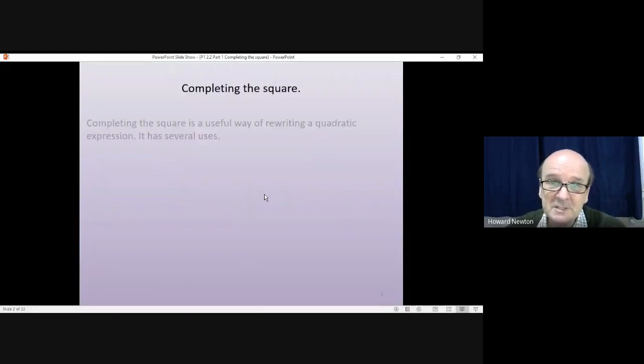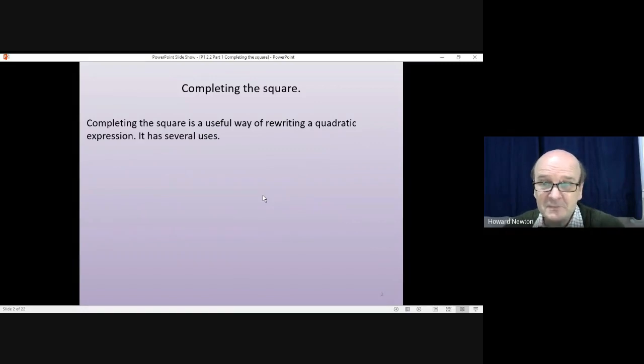We're on Chapter 2, Quadratics, and in this lesson we'll be looking at completing the square. Now, completing the square is a very useful way of rewriting a quadratic expression. It has several uses. Its first use, which we'll consider in the next lesson, is how you use it to solve quadratic equations. But there are several other things it helps with as well.